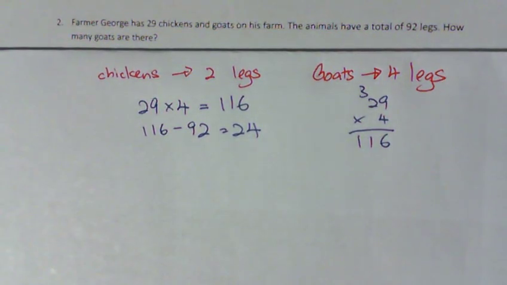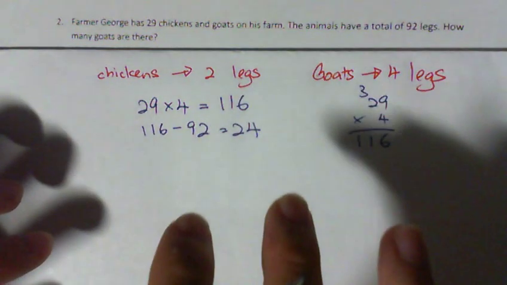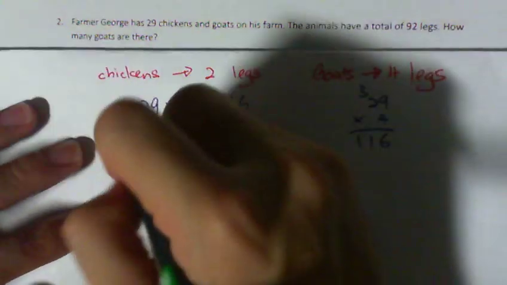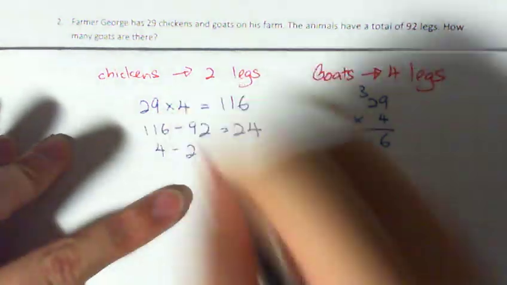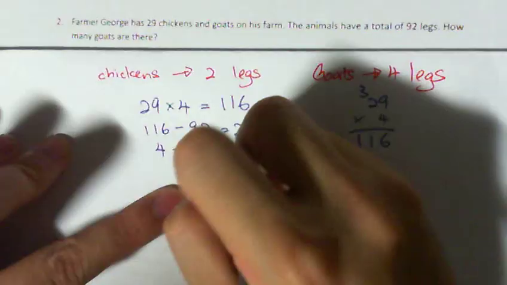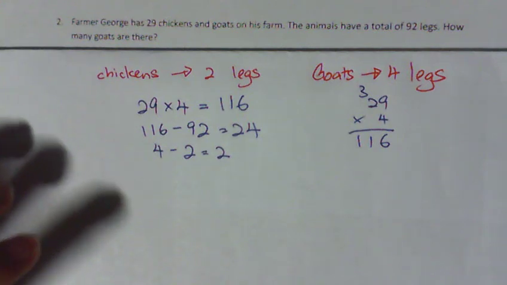What happens? Why are there extra legs here? Now this happens because I take away 1 goat, I put 1 chicken in. What happened? There'll be 2 fewer legs, right? So every time I take away a goat and put a chicken in, there will be 2 fewer legs. So if that's the case, 4, which represents the number of legs the goats have, minus 2, which is the legs the chickens have, is 2. So every time I take a goat out and put a chicken in, minus 2 legs.